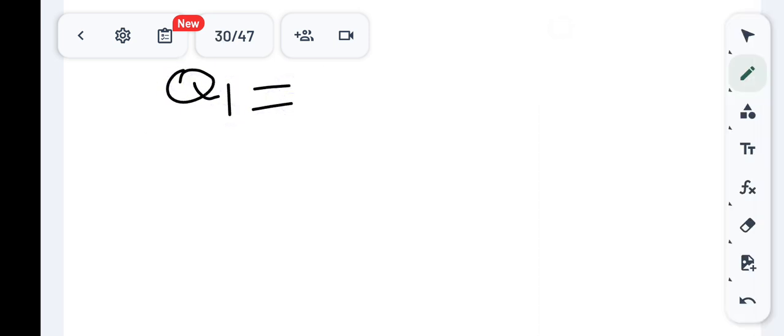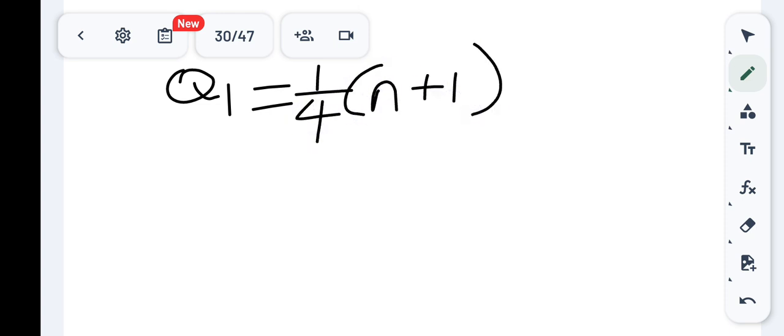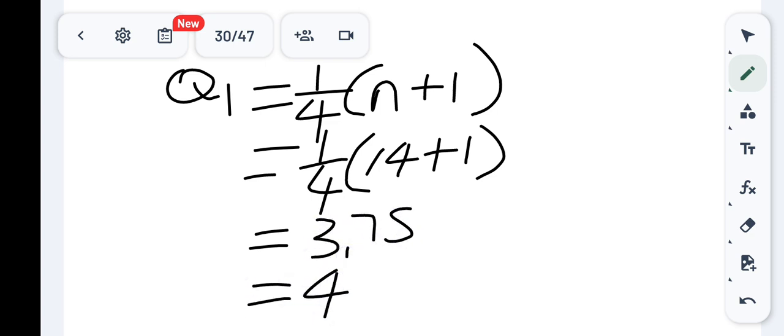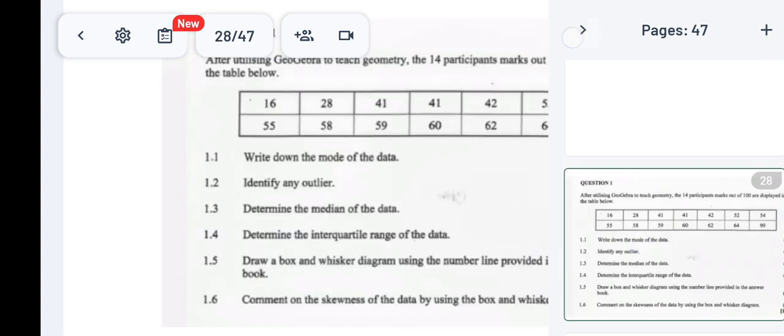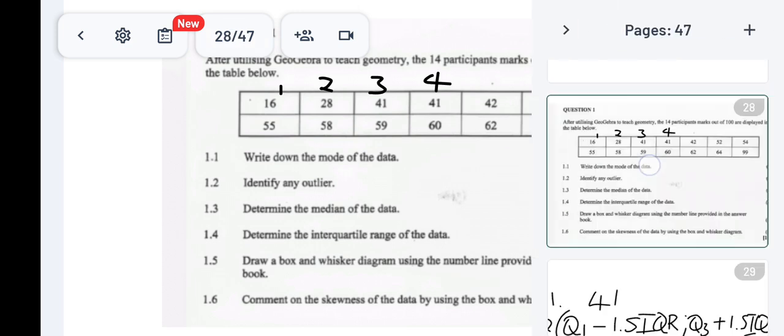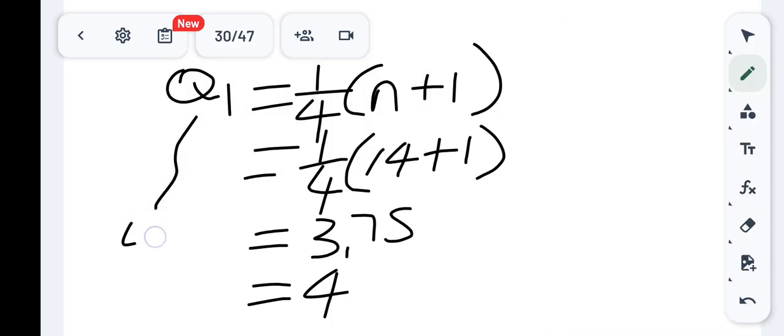So let's find Q1. Remember, 25% is equivalent to 1 over 4 times n plus 1. Our n is 14 participants, so that is 1 over 4 into 14 plus 1, which equals 3,75. Rounded off, this is 4. At position number 4, we have 41. Therefore, 41 is our Q1.